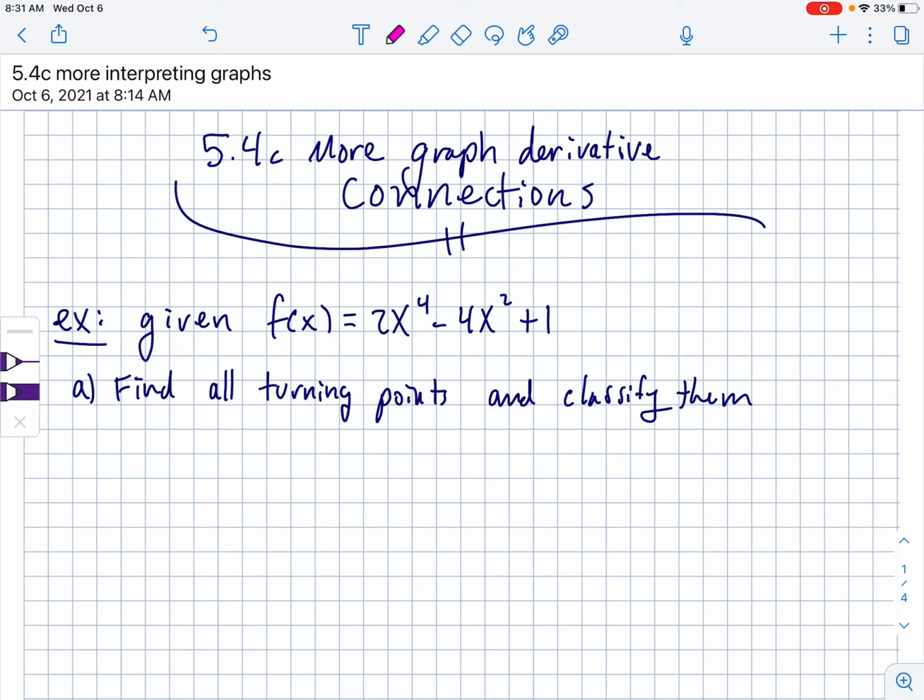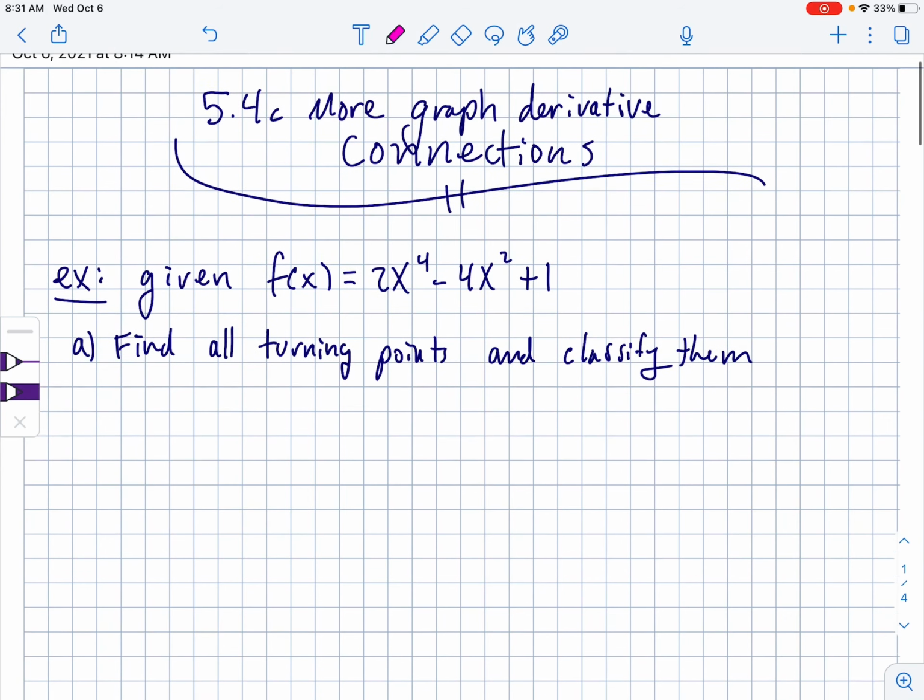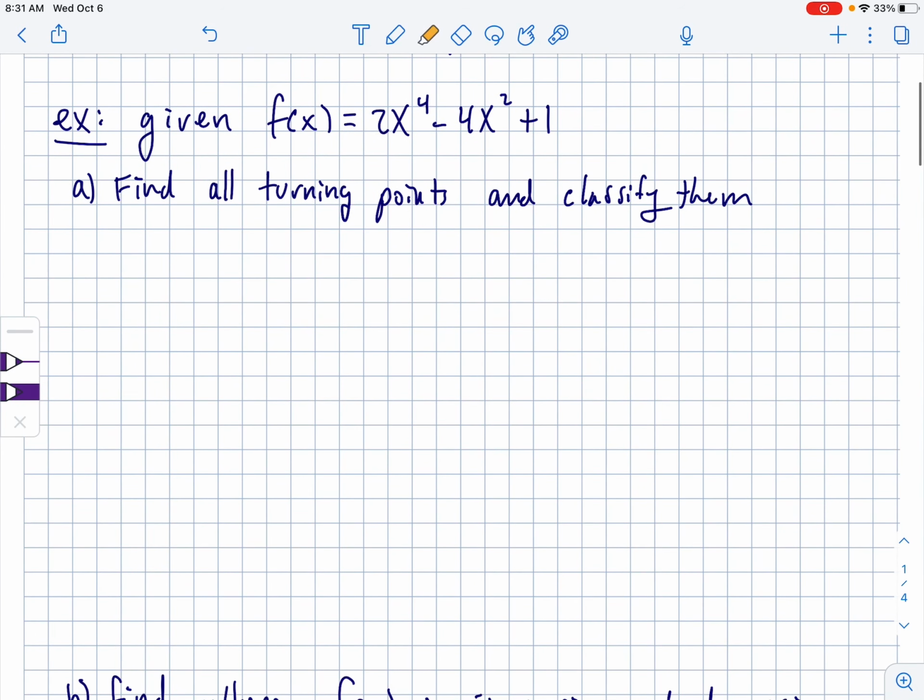All right, IB AASL 2 kids. We are going to finish off 5.4 today. But first, I kind of want to do one more example with the first and second derivatives and where it's appropriate to use them. So first up, we have this function, 2x to the fourth minus 4x squared plus 1.